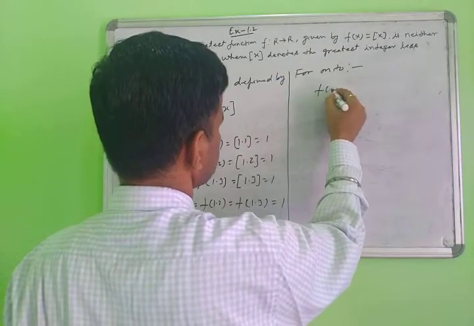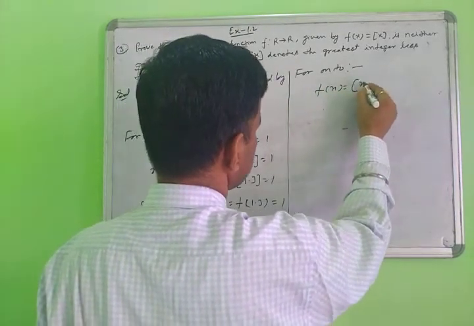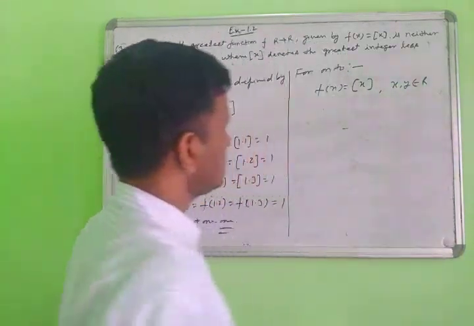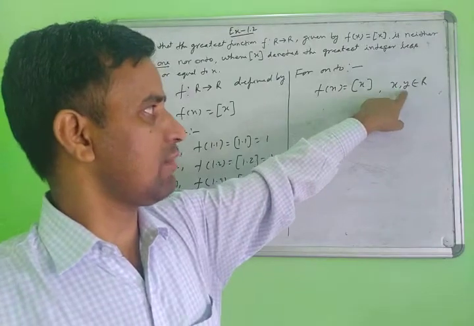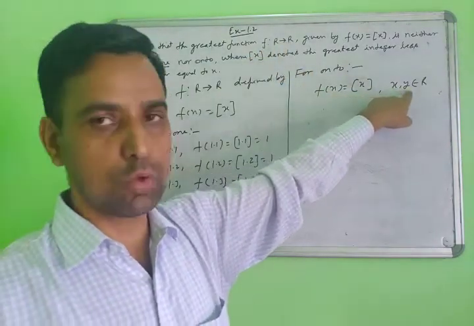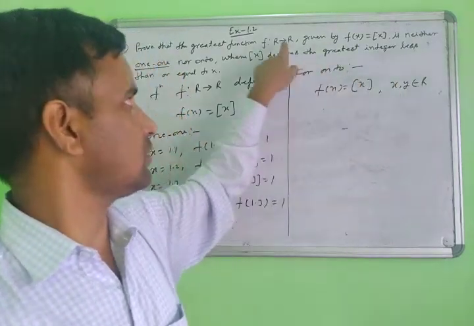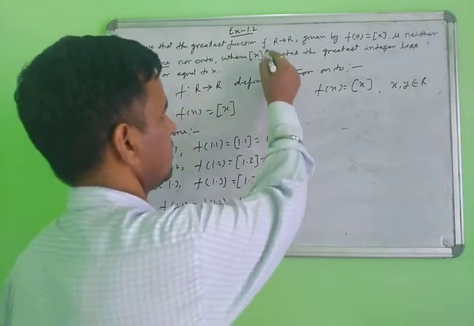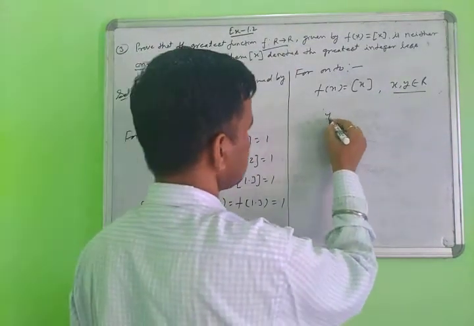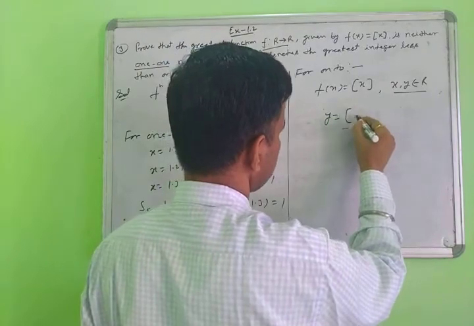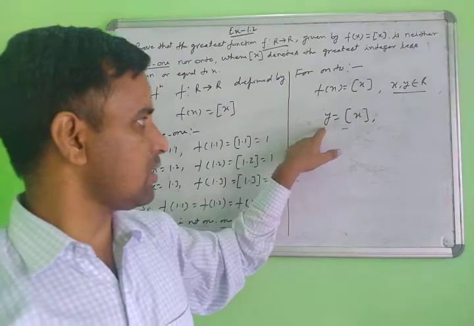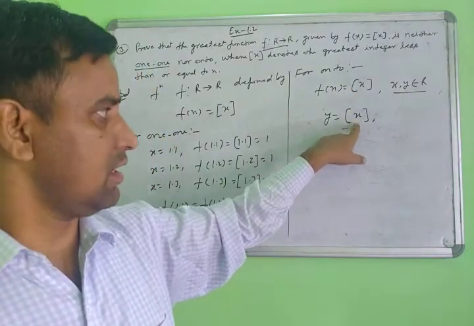What will be your f(x) equal to? The greatest integer function of x, where x and y belong to R. Domain x and y belong to R: x is the domain, y is the codomain, so both are real numbers. Domain and codomain both have real numbers in the given condition. So what is the value of f(x)? It is y. This is the value of the given function. Now look here: y equals the function of x.